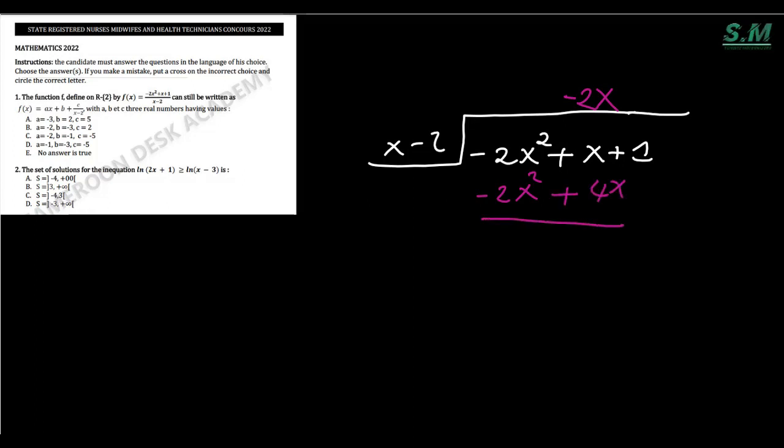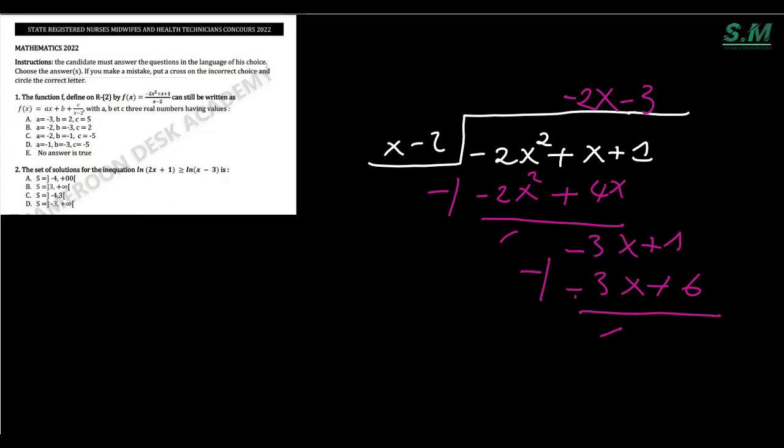So we simply subtract. Negative 2x squared minus negative 2x squared gives 0, and x minus 4x gives us negative 3x. Then we bring down 1. Negative 3x divided by x will be negative 3. Negative 3 times x gives negative 3x, and negative 3 times negative 2 gives positive 6. So we perform the subtraction again: negative 3x minus negative 3x gives 0, and 1 minus 6 gives negative 5.